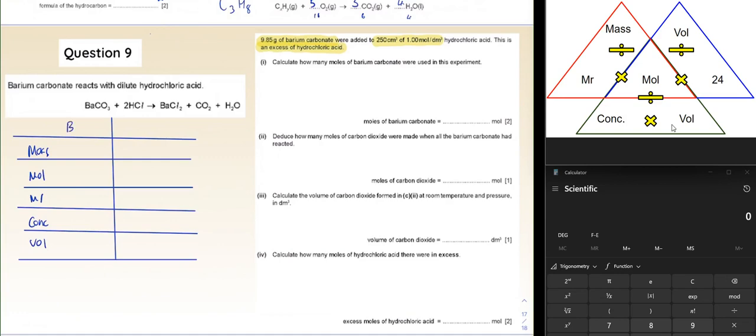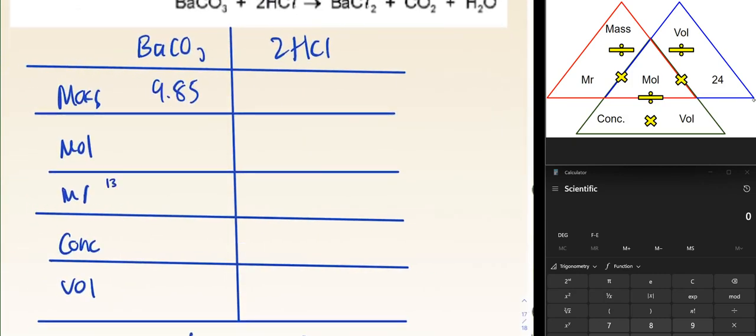We've got barium carbonate and we've got hydrochloric acid. And we can see already that we've got a 1:2 ratio. So let's put in what the question tells us, 9.85 grams. If we've got 9.85 grams, we can then work out the relative molecular mass of barium carbonate. So barium is 137. Carbonate is 12 plus 16 times 3. Let's put that into our calculator. 137 plus 12 plus 16 times 3, and that gives us 197.